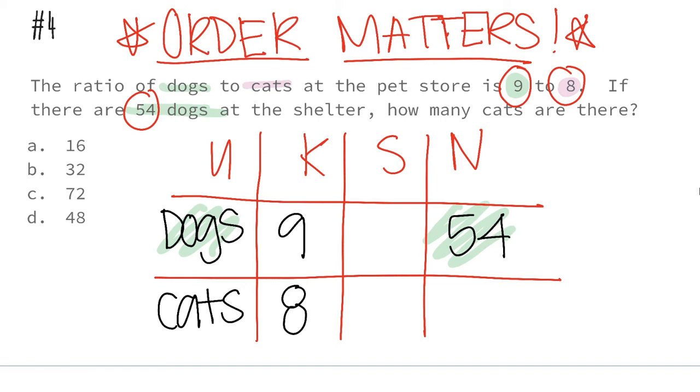Then I have to figure out my scale, okay? So remember, our scale is either what I'm multiplying or dividing by to try to get 9 to 54. So since it's getting bigger, I'm multiplying. It's got to get bigger. So 9 times what gives me 54?